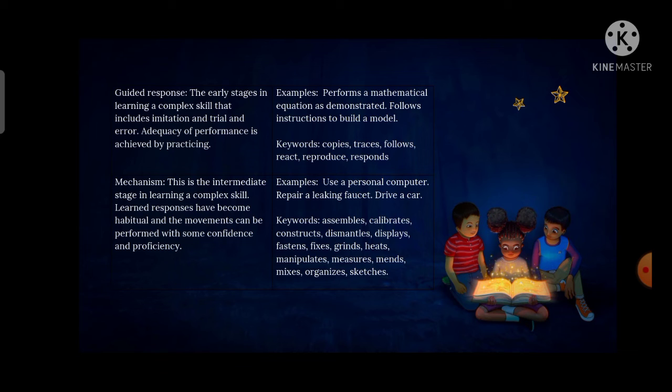And the next is the mechanism. This is the intermediate stage in learning a complex skill. Learned responses have become habitual and the movements can be performed with some confidence and proficiency. So this is now involved with proficiency. Like for example, I use a personal computer.